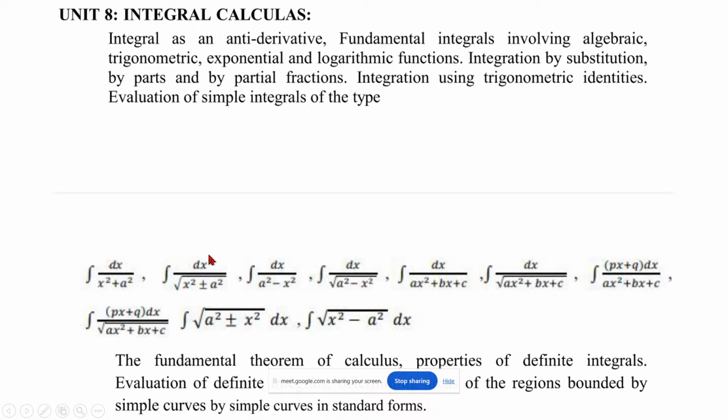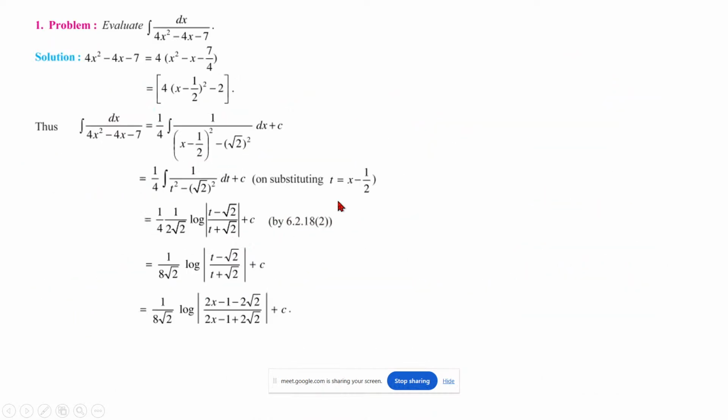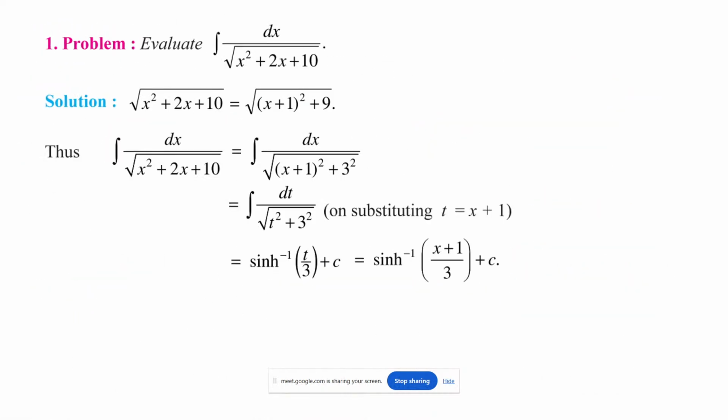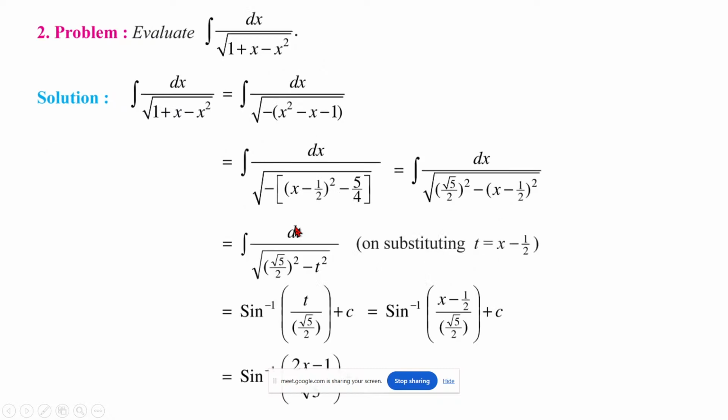Agreed? Okay, so that means you know how to integrate any function like this. Because if we express this inside as sum of squares, it will get to here or here. Okay, these three only. So for example, you express this, you become t square plus x square, which is sine h inverse. If you express this, you take the negative one outside, and you do this.